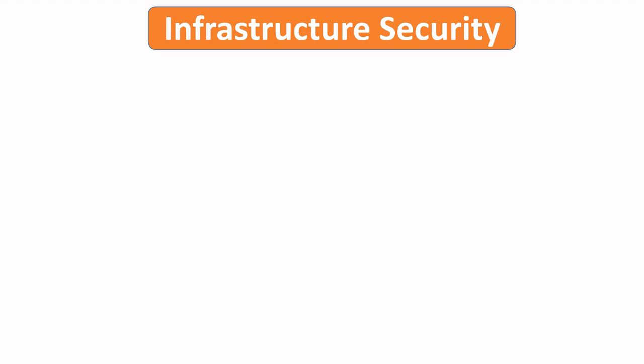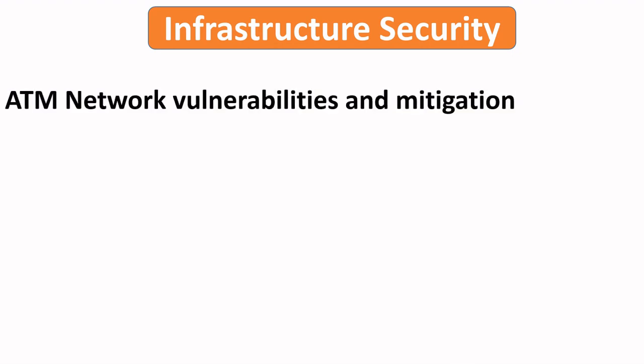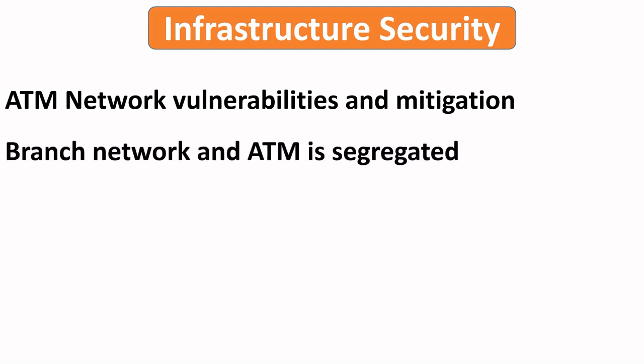Point number one, infrastructure security. Identify and mitigate vulnerabilities in the ATM switch server, Base24 systems, and the host Windows system. Make sure an anti-malware solution is implemented in the ATM network. Check and verify that the branch network and the branch ATMs are segregated into different segments.